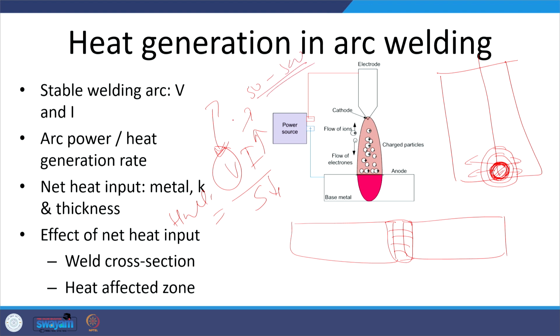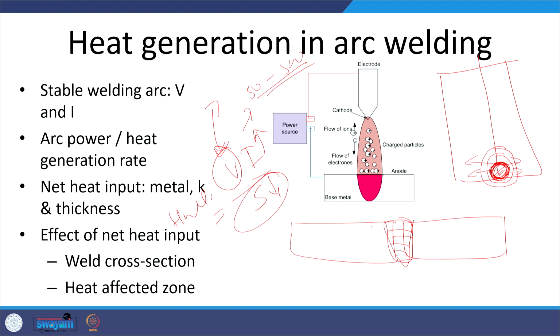Okay. So, basically the welding current is adjusted to change the net heat input for a given speed, or we can adjust the welding speed for a given current to adjust the net heat input. Okay. So, when the net heat input is increased, what happens?